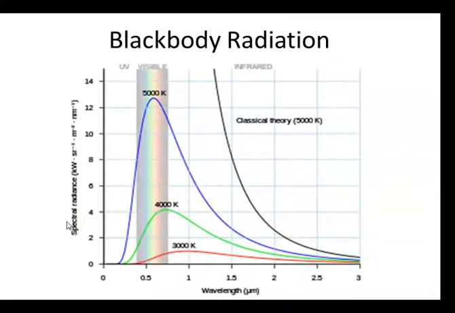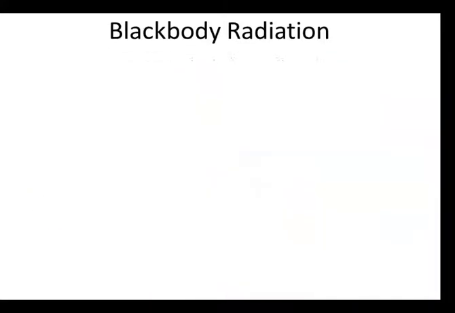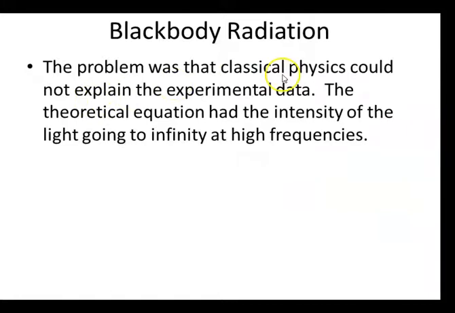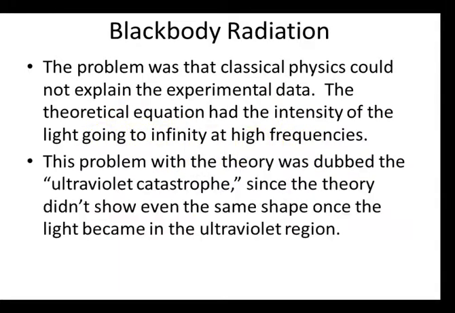Somebody did come up with an equation that got a little bit better, but it still didn't quite fit the experiments. It came up and it came back down, but on this side, its equation was kind of far off from the experimental results. So here's the problem. Classical physics, using the equations they had already discovered, could not explain that graph, that experimental data. The theoretical equation had the intensity of light going to infinity at high frequencies, which doesn't make much sense.